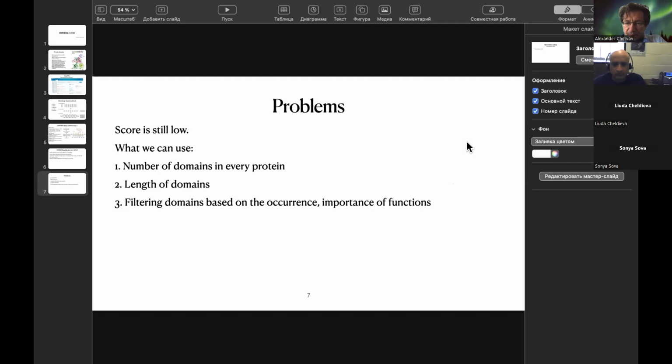I know that some proteins have many domains, some of them not many. I don't know how many domains are in each protein, but I know there is a different number of domains in each protein.